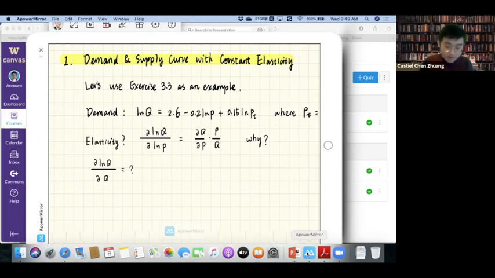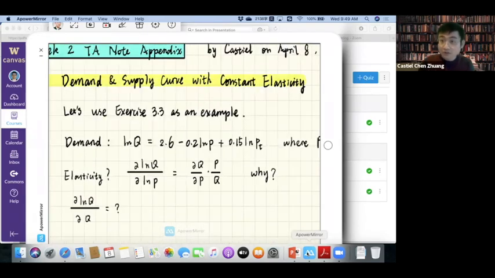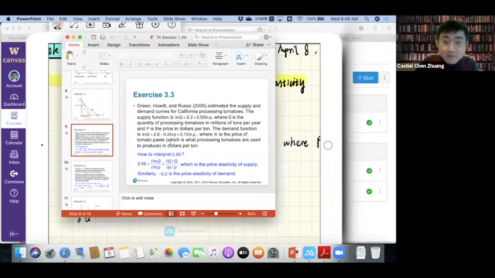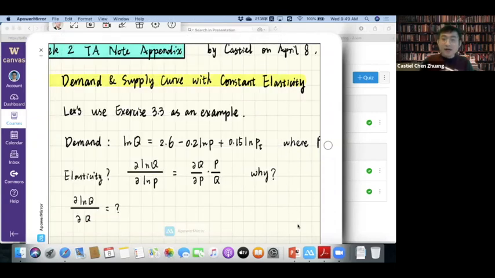The demand function is natural log of Q equals 2.6 minus 0.2 natural log of P plus 0.15 natural log of PT. And PT, I guess, is the price of tomato sauce, and we're talking about the demand for processing tomato. Let's go back to the question and see. PT is the price of tomato paste. Okay, tomato paste. By looking at the equation, you can instantly know that they are kind of like substitutes, right?